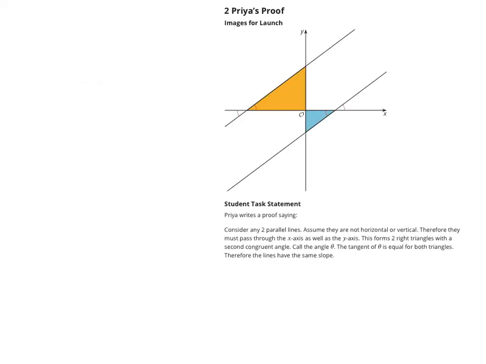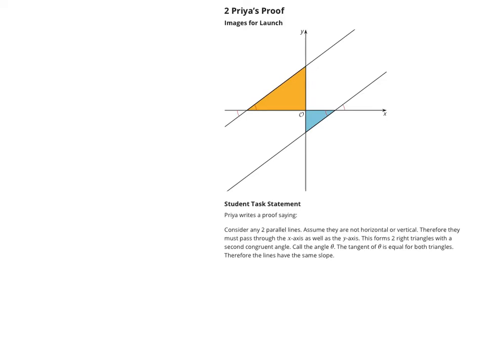Let's see what's next. All right, let's look at Priya's proof. Consider any two parallel lines. Assume they are not horizontal or vertical. Therefore, they must pass through the x-axis as well as the y-axis. This forms two right triangles with a second congruent angle. Call the angle theta. The tangent of theta is equal for both triangles. Therefore, the lines have the same slope.